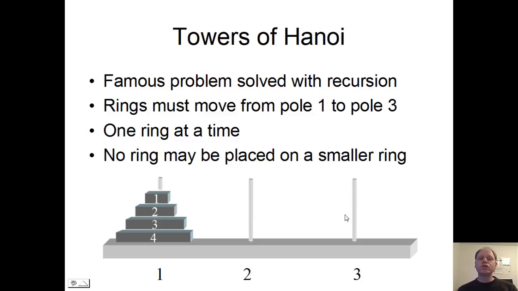There are 2 rules. Rule number 1. You can only move 1 ring at a time, and the second rule states that no ring may be placed on a smaller ring. So this configuration is okay, but we cannot place, for instance, ring 2 on top of ring 1. So this is a diagram of the Towers of Hanoi, and I will now give you a demonstration, not with rings, but with buckets.